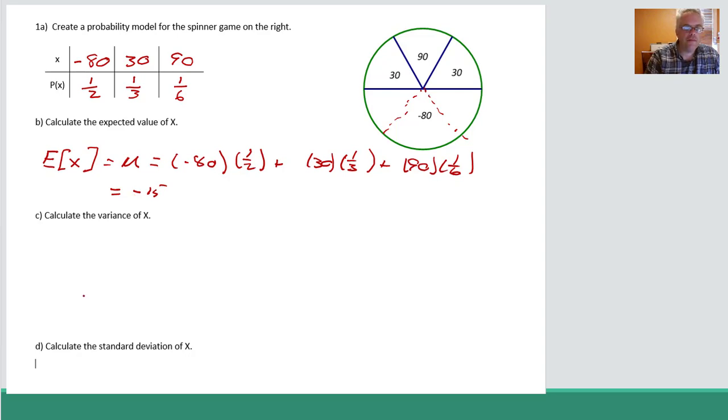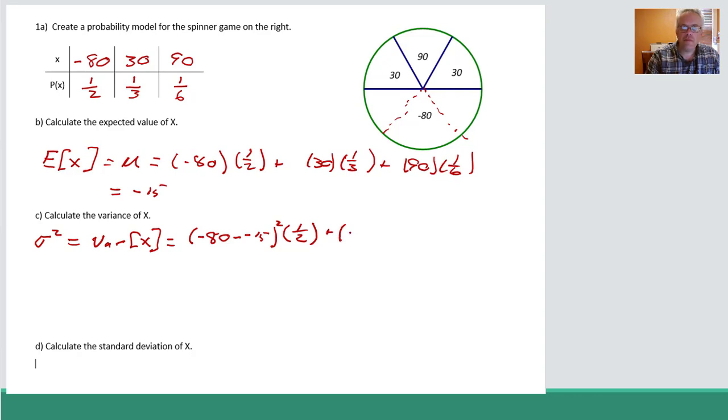All right, calculate the variance. So that's sigma squared, which is the variance. Okay, we have to take each value of the random variable, negative 80, and subtract the mean. So I have to be careful here because the mean is negative. So it's going to be negative 80 minus a negative 15 all squared. So this is not going to be hard. It's just you have to be really careful with how you write these expressions and how you evaluate them.